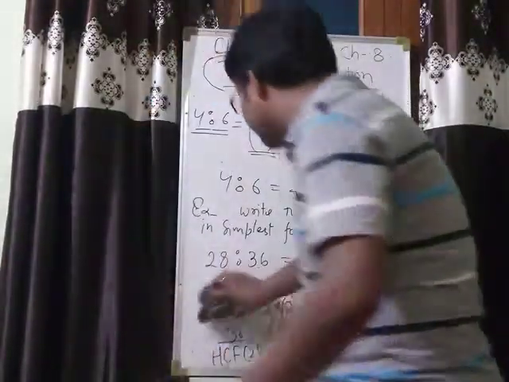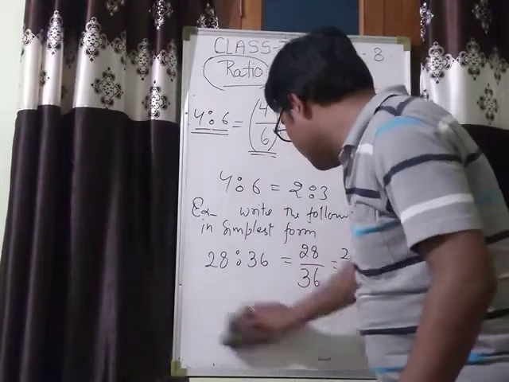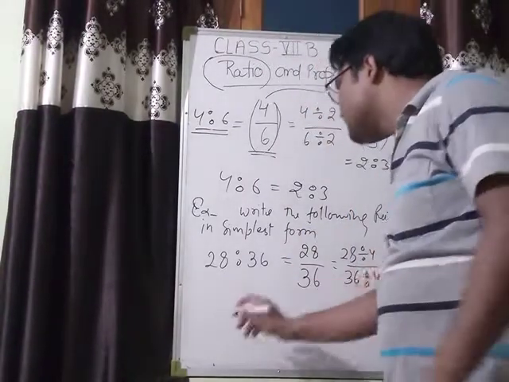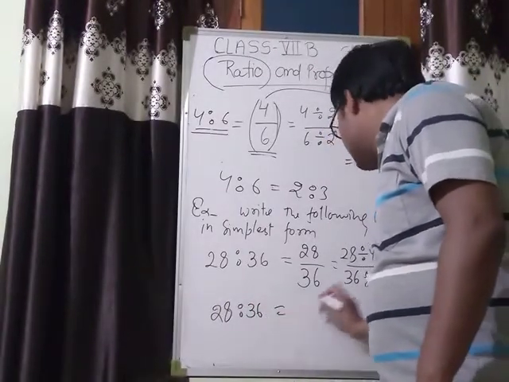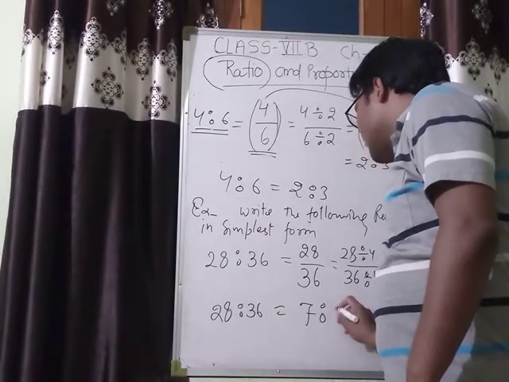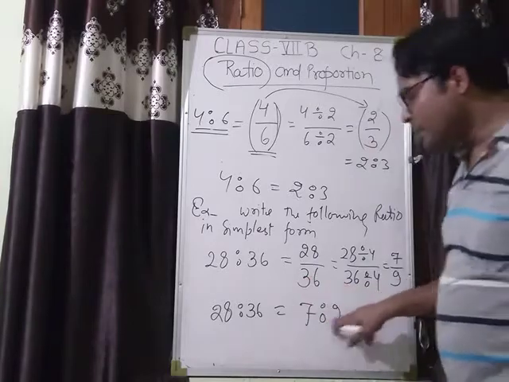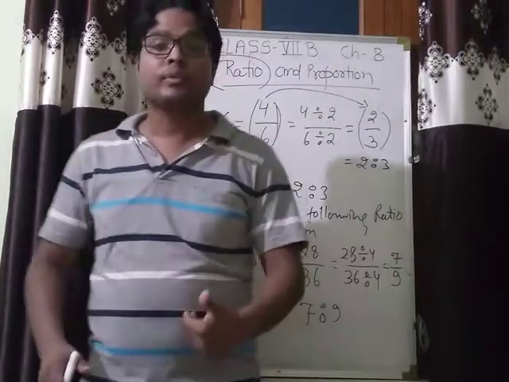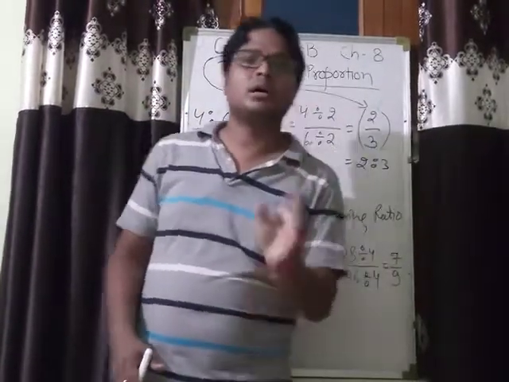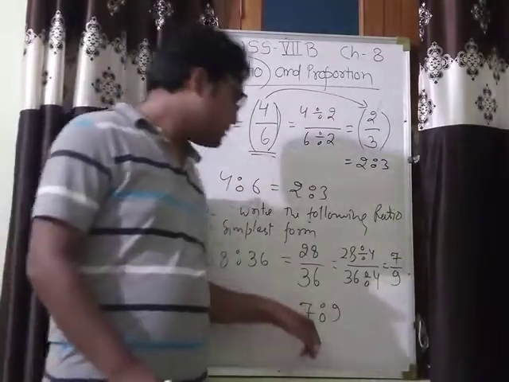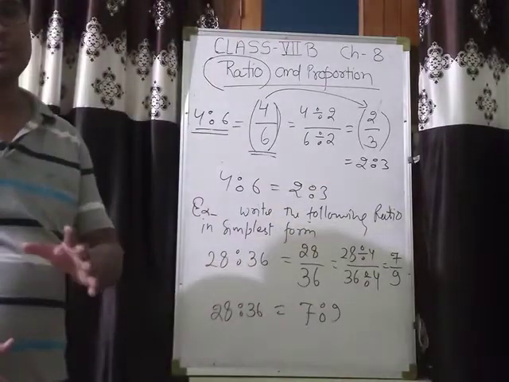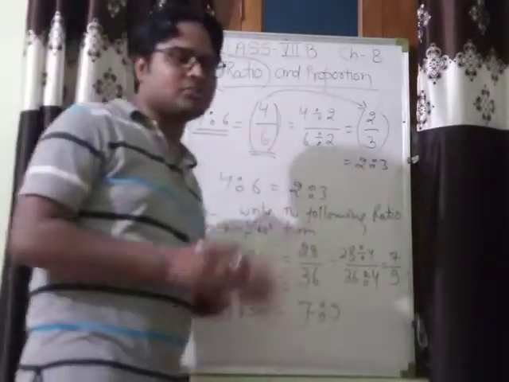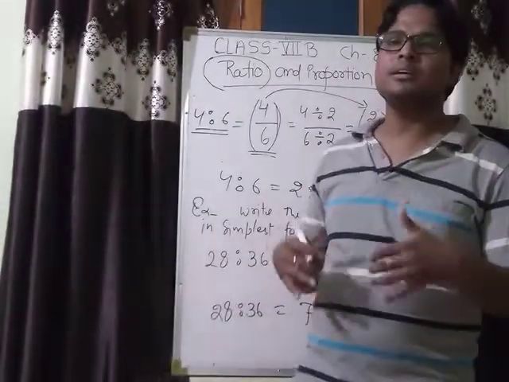So the simplest form of this ratio 28:36 is 7:9. Now you can see that 7 and 9 cannot be divided by any number other than 1, means the HCF of 7 and 9 is now 1. Okay, so that is the process to find out the simplest form of any ratio.